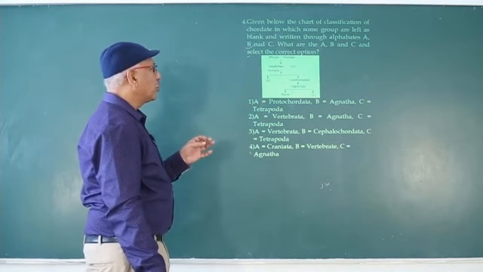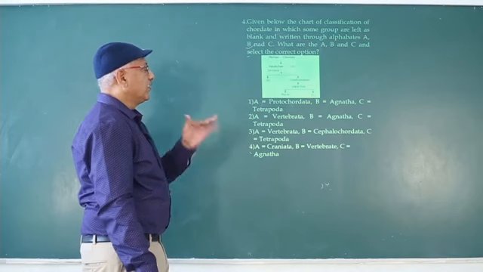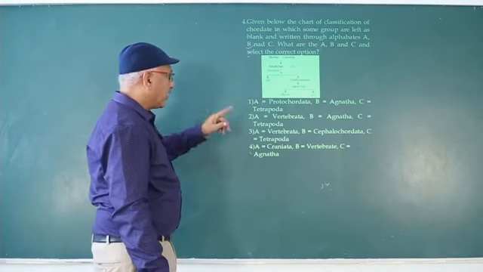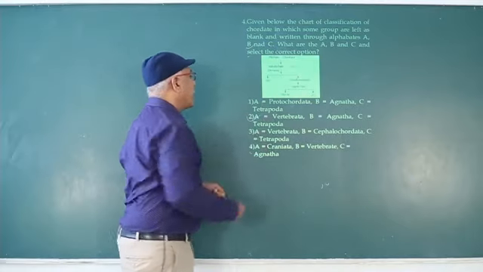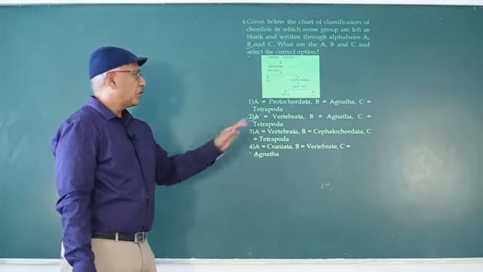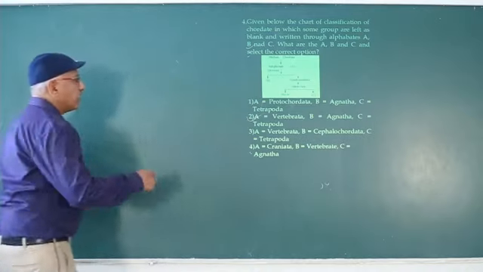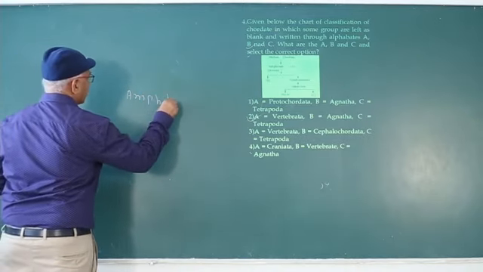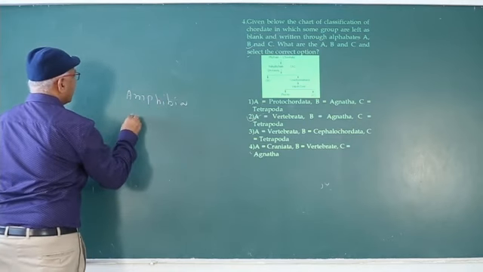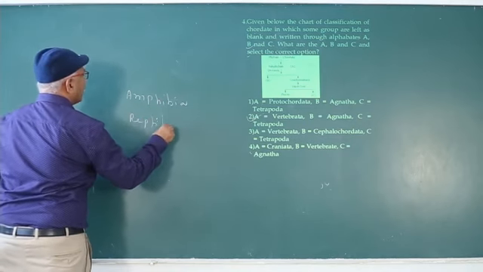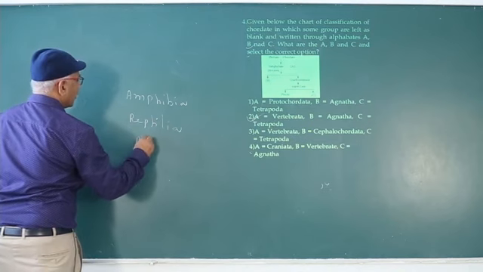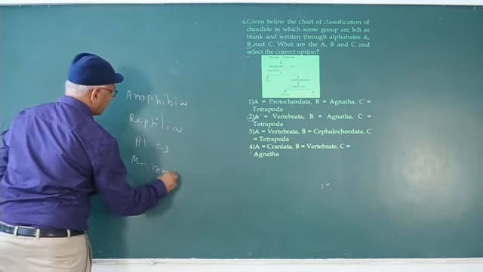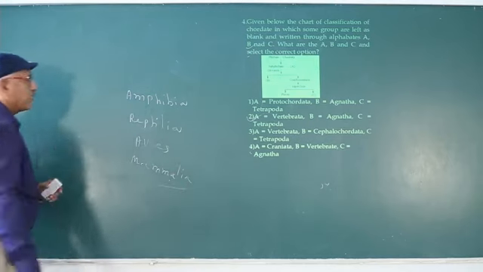Gnathostomata is classified into superclass Pisces and Tetrapoda. Tetra means four, so they possess four limbs. That's why they are known as Tetrapoda: Amphibia, Reptilia, Aves, Mammalia. They are known as tetrapods.